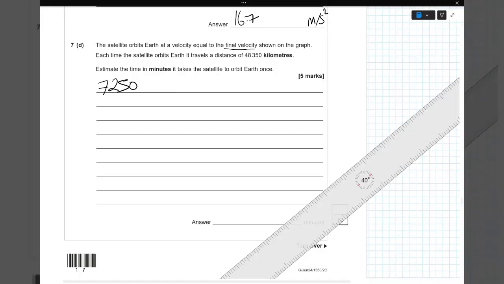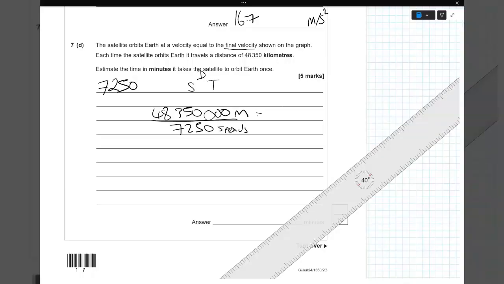Okay, each time the satellite orbits the Earth, it travels a distance of 48,350 kilometers. Estimate the time in minutes it takes the satellite to orbit the Earth once. So this is speed, distance, and time. We're looking for time, so it's going to be distance, 48350. Now that's in kilometers. If I add 3 more zeros on at the end, that turns it into meters for me, and then we divide it by 7250 meters per second. Sorry about my spelling of the word second.